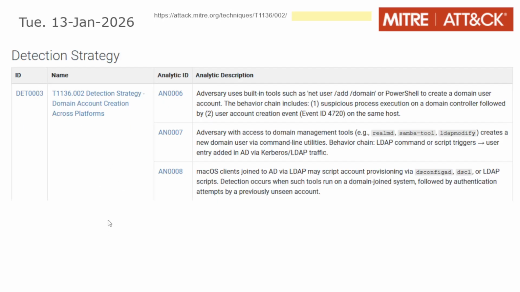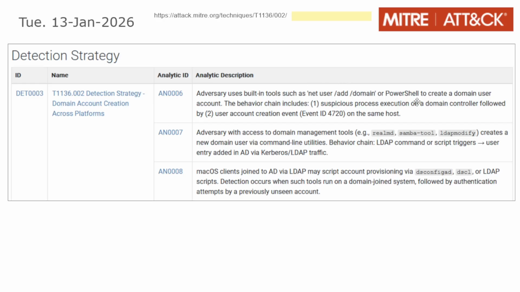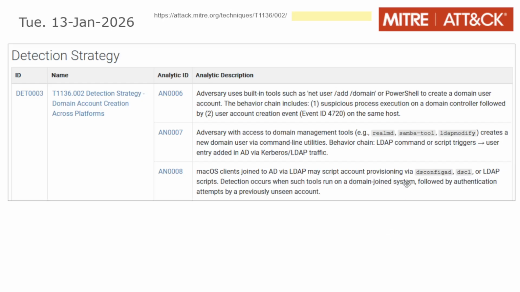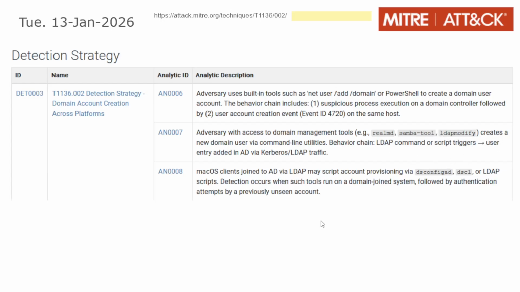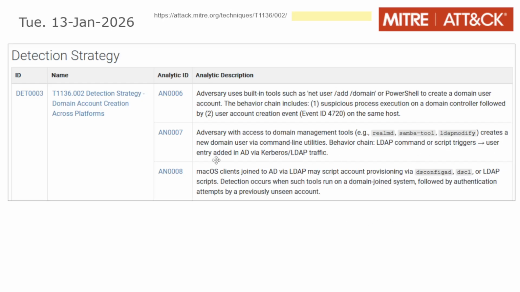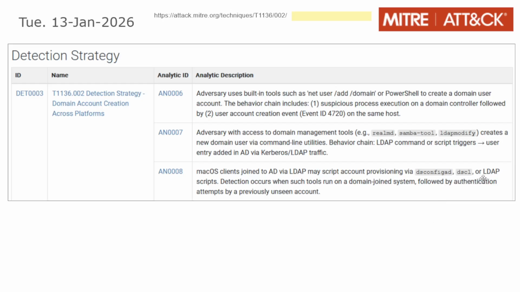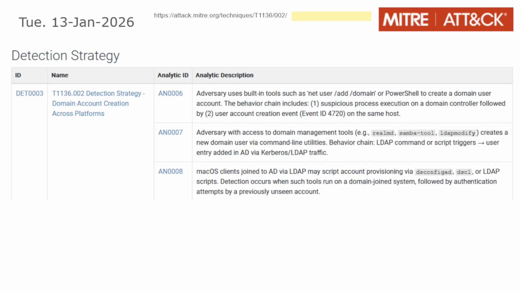Detection strategy. We have here adversaries use built-in tools such as net user or PowerShell. Yes, so you could observe that. Then they have here a new domain user created via command line utilities. LDAP command scripts user entry via Kerberos LDAP. Okay. And then macOS clients joined to AD via LDAP may script account provisioning via these tools here. Okay, so there are some ideas on how to mitigate that.